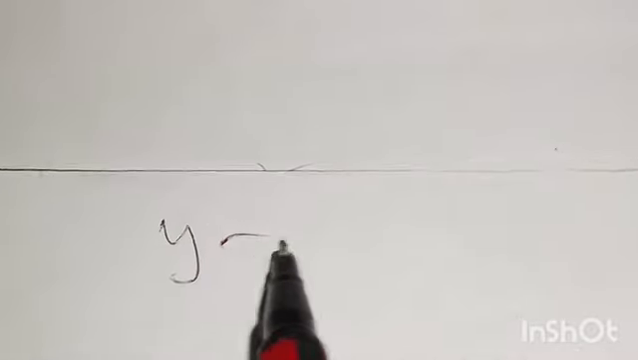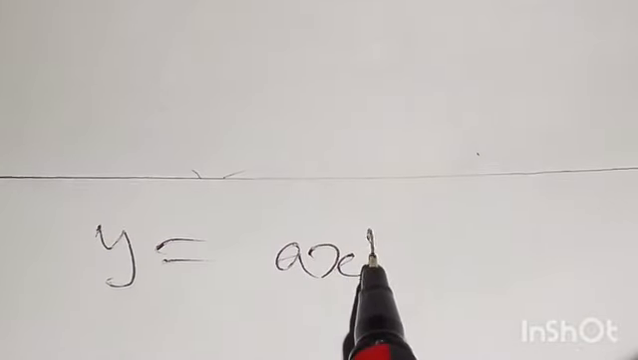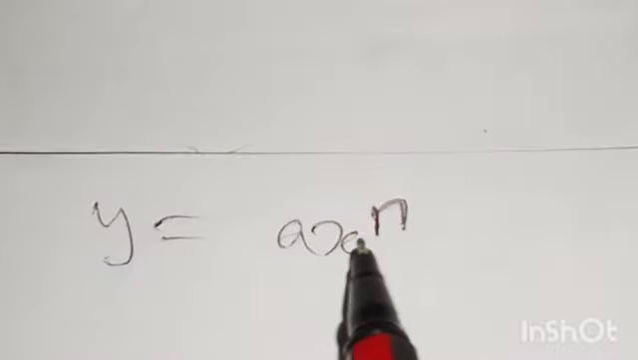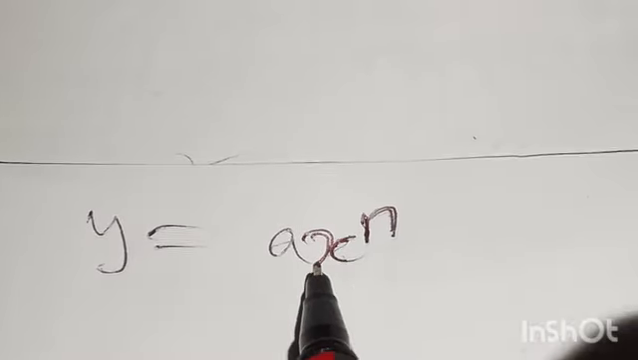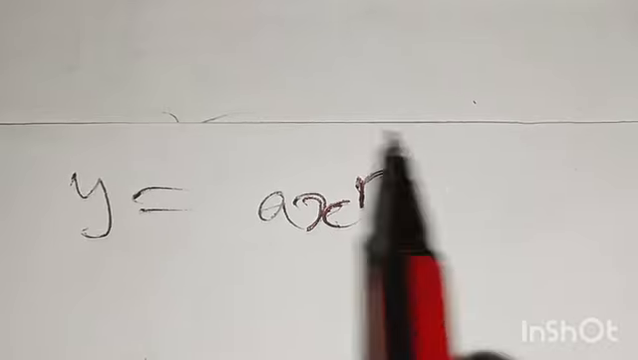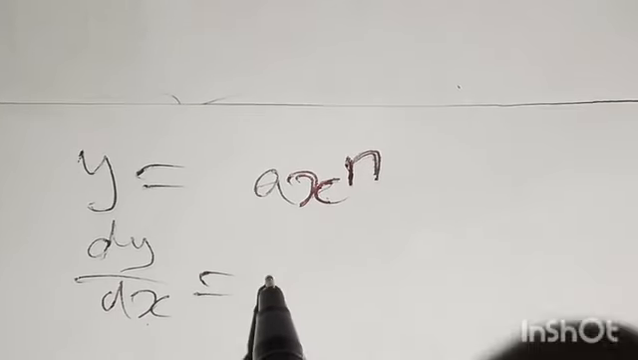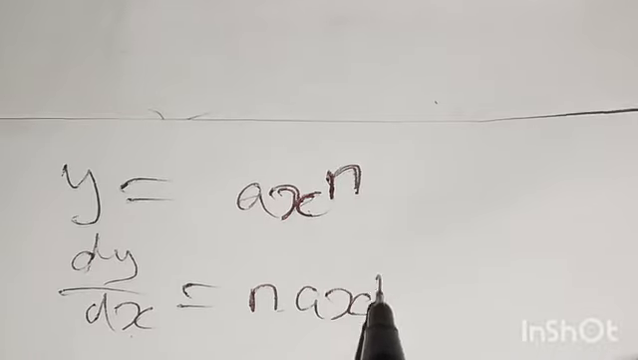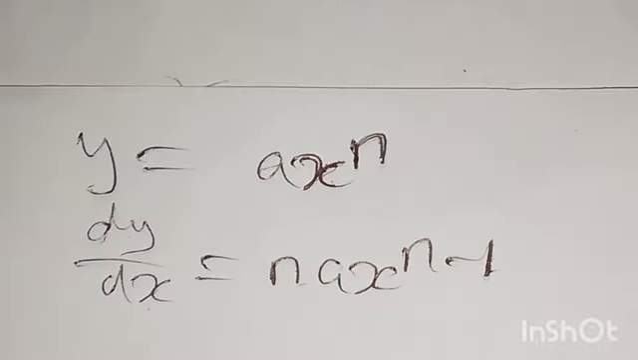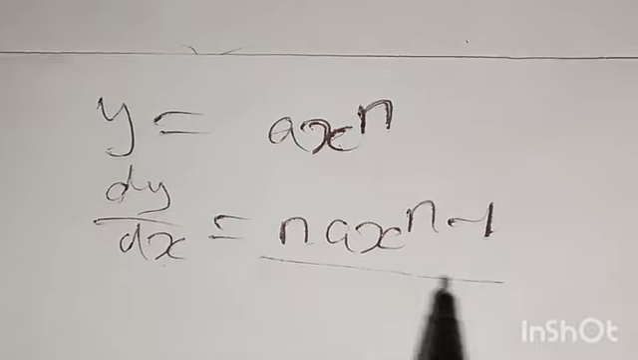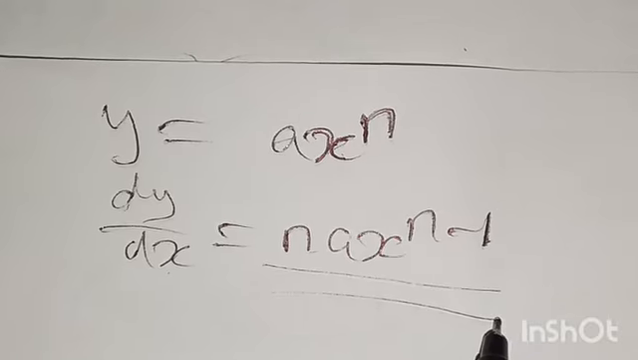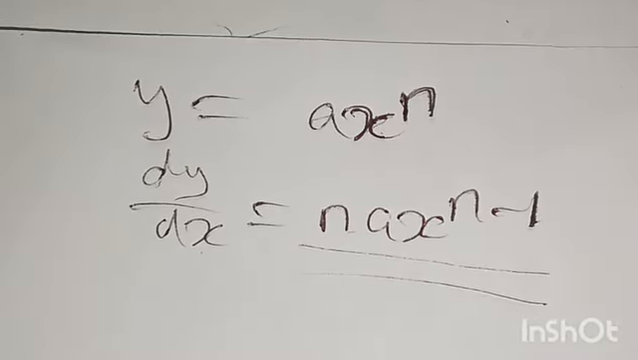Suppose you have an equation where y is equal to ax to the power n, where n is the power and a is the constant. To differentiate this function, dy over dx is equal to a n x to the power n minus 1. This is how you differentiate a power using the power law. Now let's look at the questions.